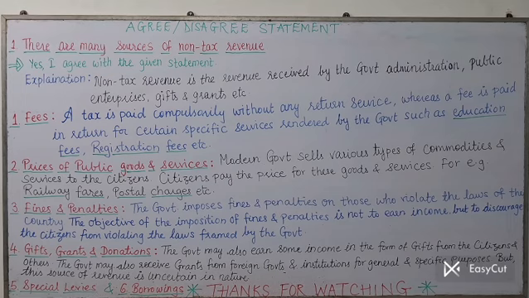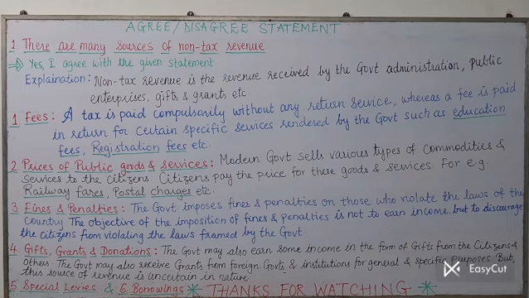Moreover, the government also gets revenue from borrowings. In case of emergency, if the funds are still short, then in that case the government may resort to borrowings in order to fulfill the fund requirements. So these were the non-tax revenue sources of the government.